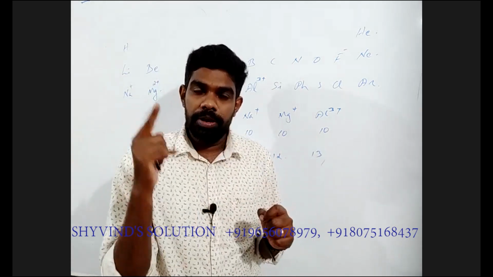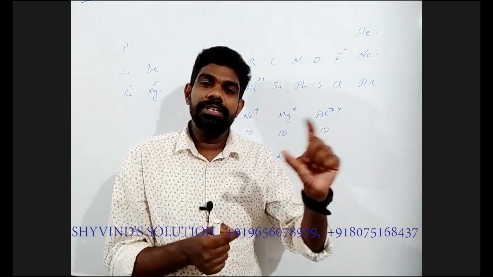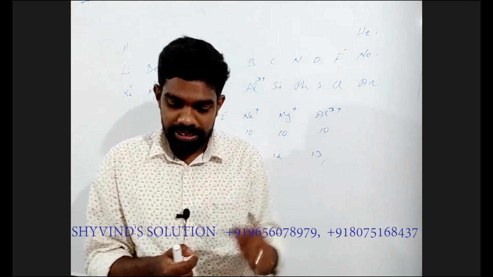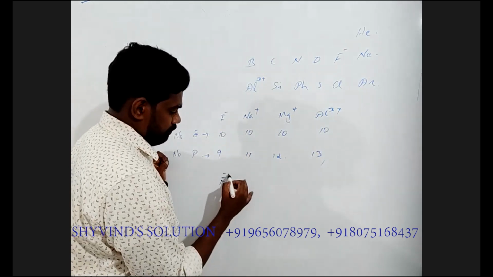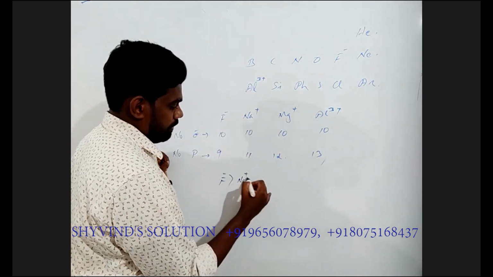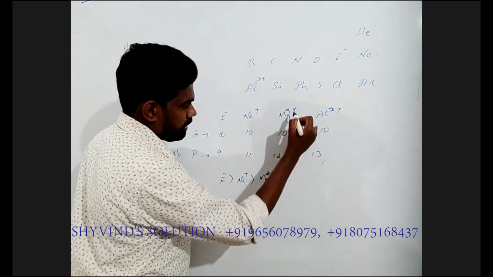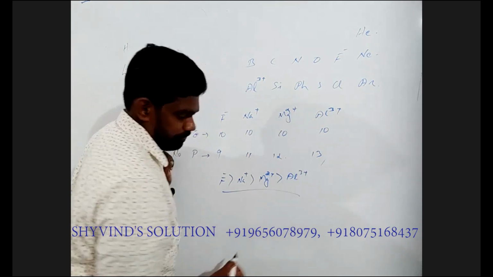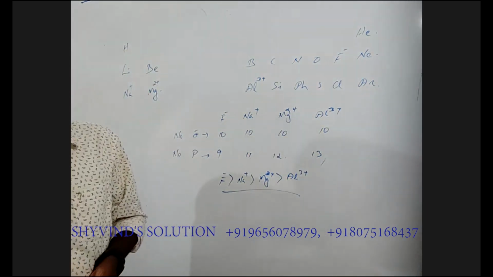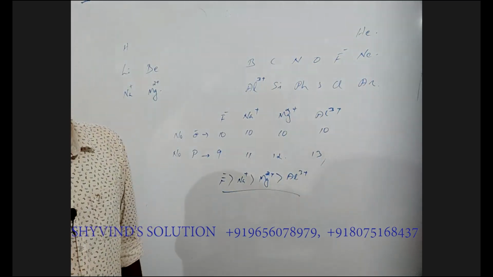The idea is very clear. If the number of protons increases, the attractive force increases, so the size decreases. So the size will be maximum for F minus, then Na plus, Mg2 plus, and Al3 plus. This will be the order. So the answer given, F minus, Na plus, Mg2 plus, is option C. The answer is option C.